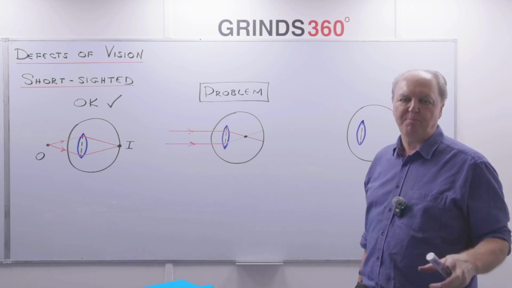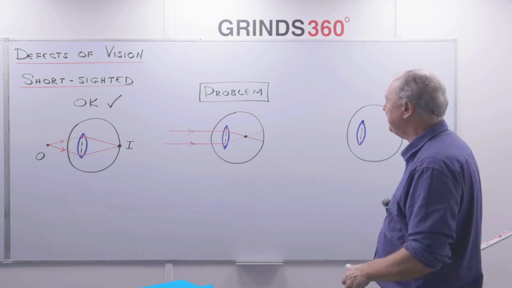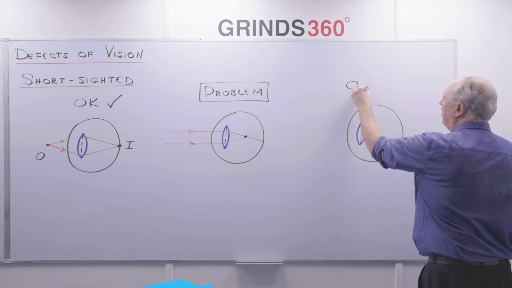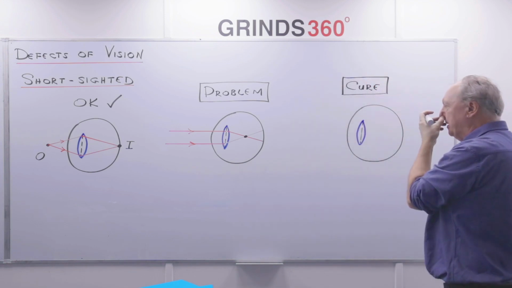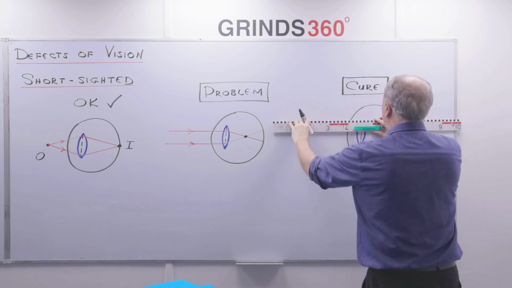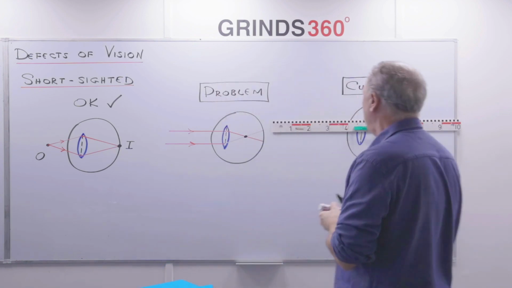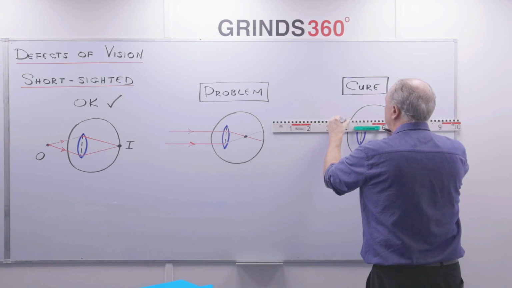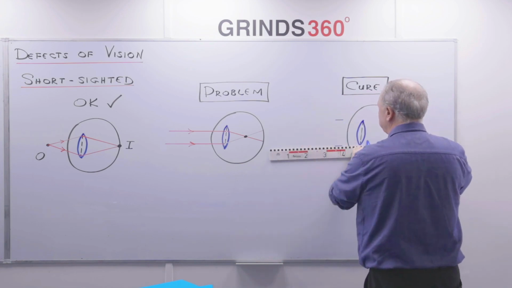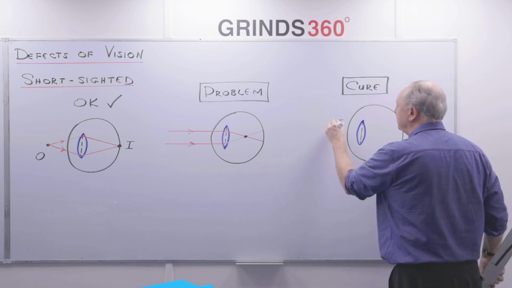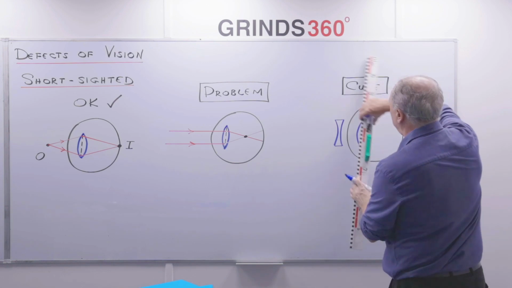So I need some help, and the help comes in the form of a lens. The kind of lens we get for our cure is going to be a concave or a diverging lens. So you know what your concave or diverging lens looks like? Well, this is what it looks like. This is what the lenses in the spectacles, the glasses of short-sighted people will look like. A diverging lens right there.